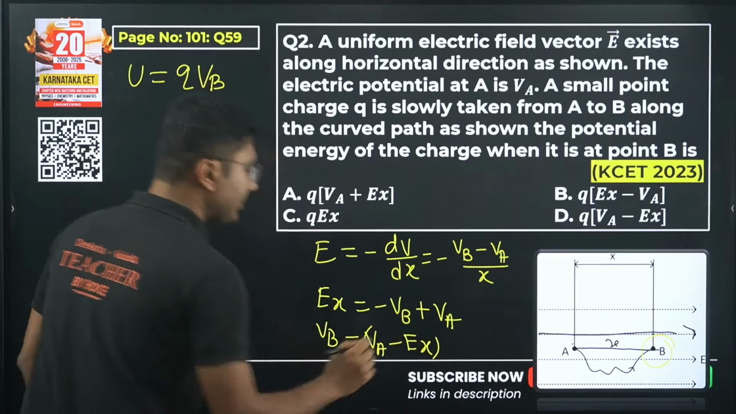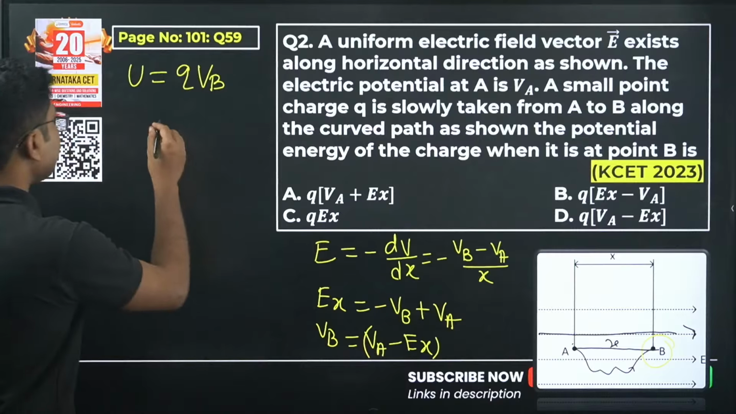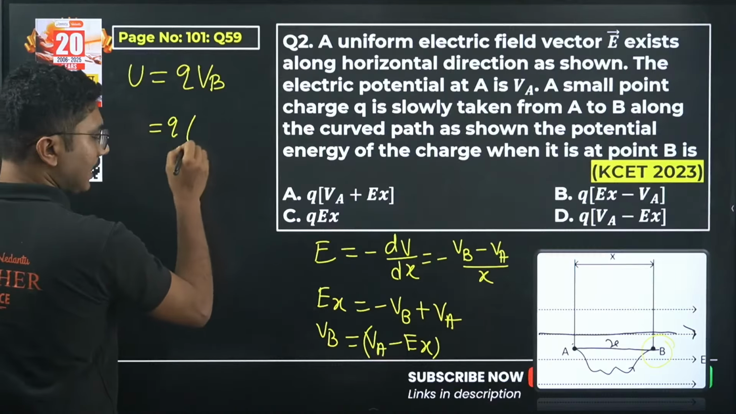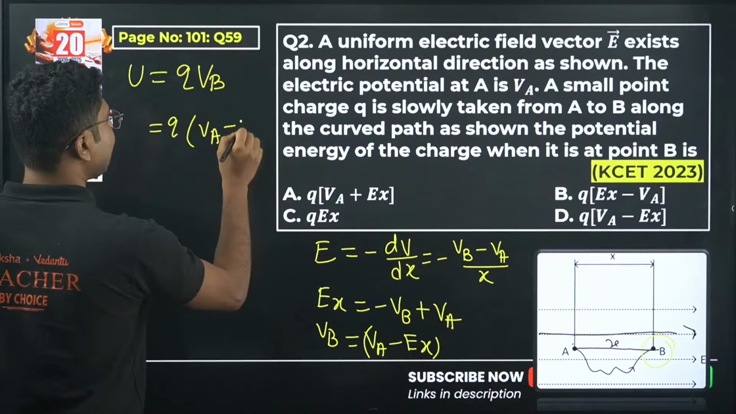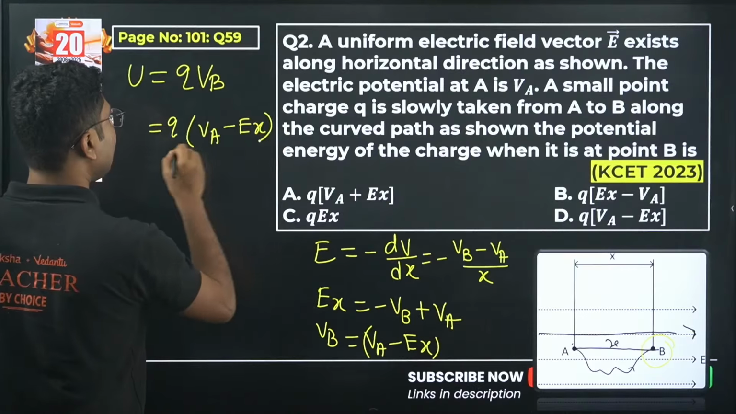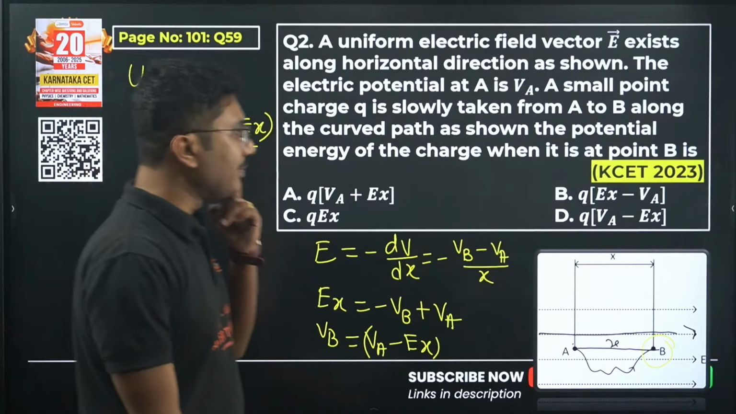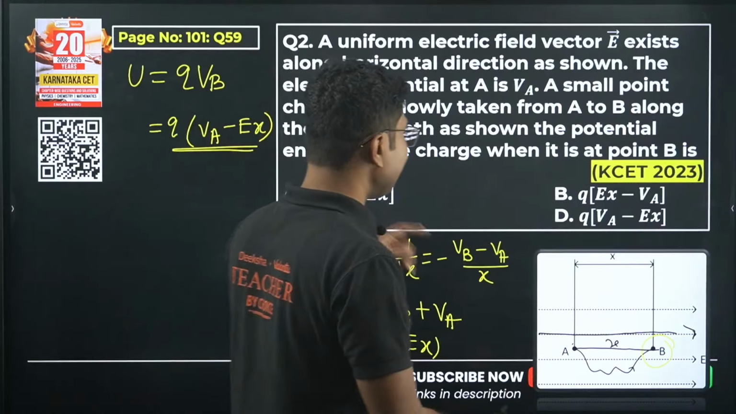So this is the potential. So we have calculated the potential, just multiply it. So it will be VA minus EX. This is the electrostatic potential energy at B. So the correct answer is option D.